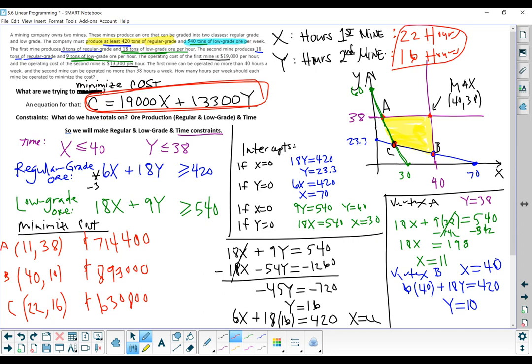Okay, so that's our answer to this example. 22 hours for the first mine and 16 hours for the second mine. Those are not interchangeable, so make sure you get them associated with the correct mine. All right, so that is it for minimizing cost.